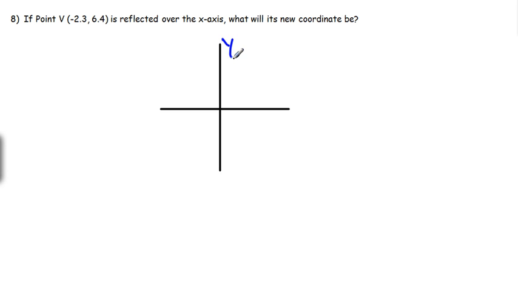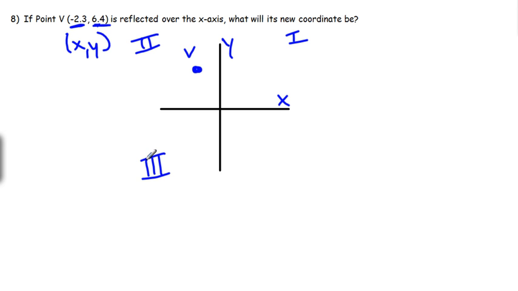Alright, so here's y, here's x. Let's plot our point V here. Our first point is always x. So if x is negative, it's got to be somewhere on the left side of our grid. And we say y is positive. Well, y is positive on the top side, so we need to be in the left and on the top. So our point would be somewhere around here.